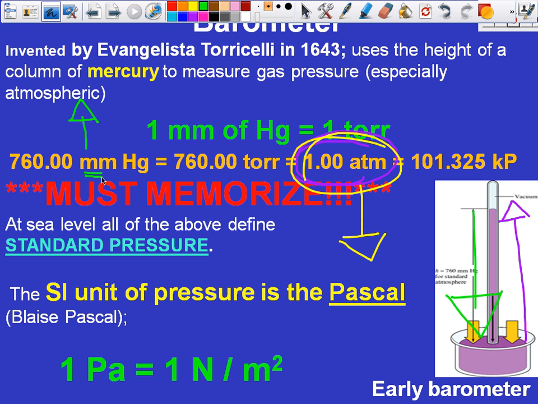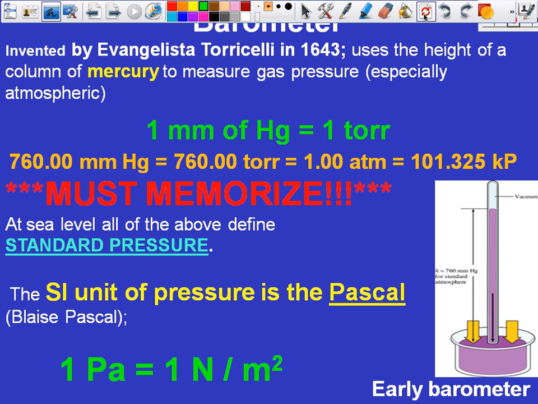Interesting. So that is our relationship that we really need to keep in mind. There is another thing that I do need you to understand. 760 millimeters is, again, the distance that the column of mercury rose. Now, again, what was the guy's name? It was Torricelli. So they actually did give him a little bit of credit, and they said 1 millimeter of mercury is equal to 1 torr.